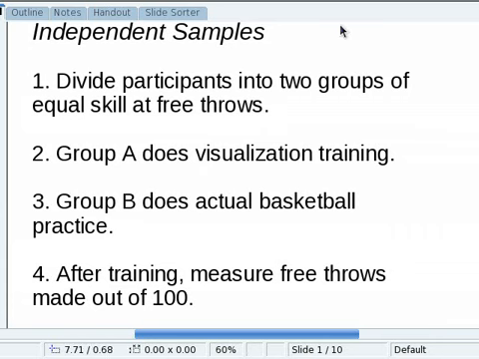Now let's talk about the t-test with independent samples. We're going to do the basketball experiment, but this time instead of one group that's tested before and after, we're going to divide our participants into two groups who have equal skill at free throws. Group A is going to do the visualization training, Group B is going to actually practice doing free throws. And then after training, we're going to measure how many free throws they can make out of 100.